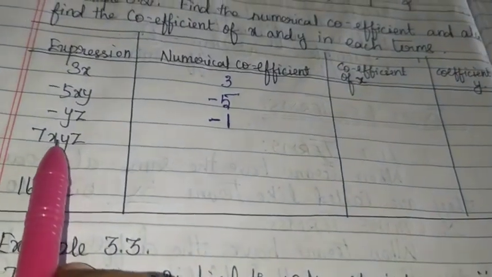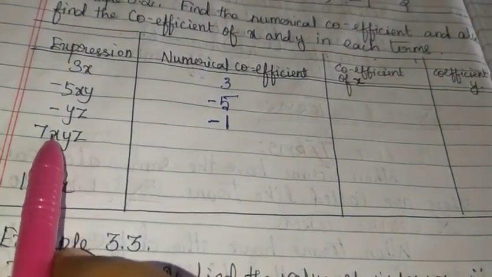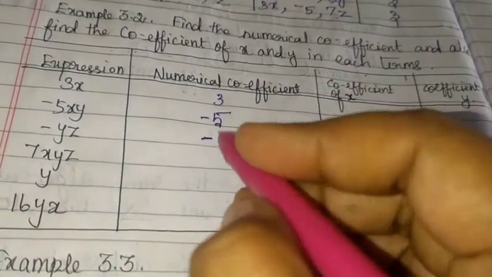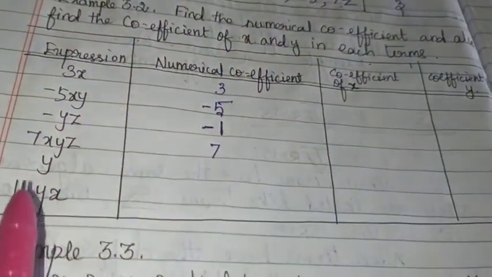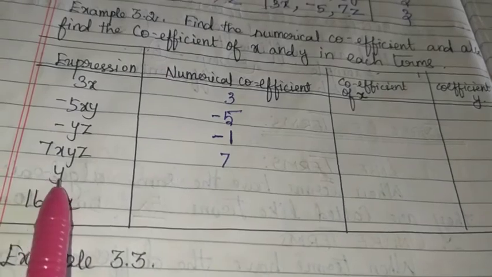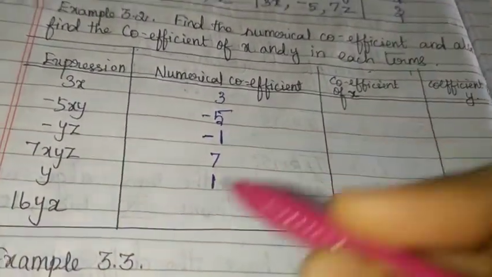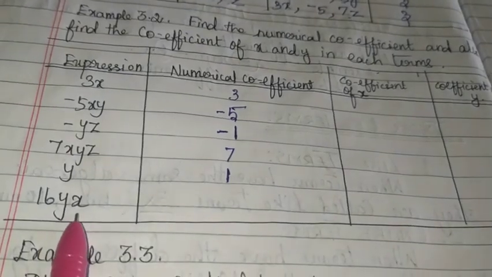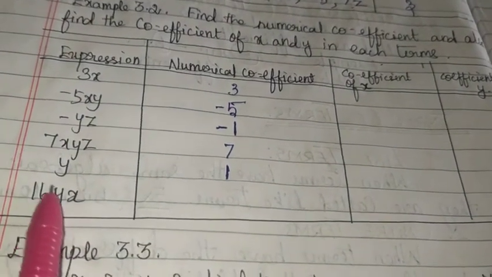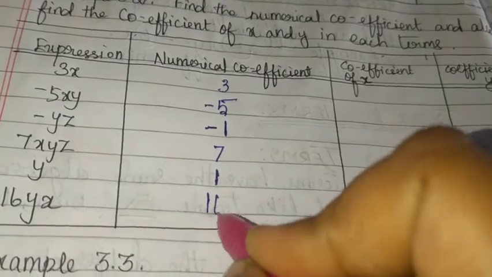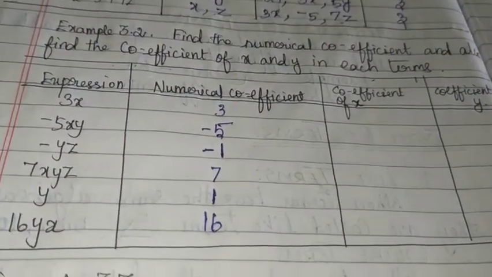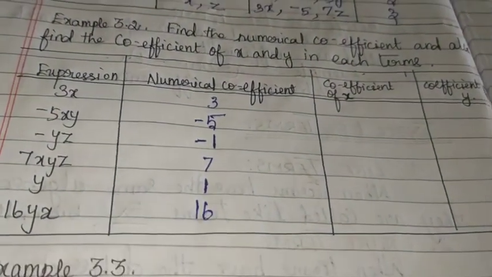Okay, before 3 alphabets, 3 variables are there. Before that we have the 7 as the numerical coefficient. Here we have only y, so no number is there means we have to take it as a 1. So here 2 variables are there. 2 variables before we have number 16. It is a numerical coefficient. So we got the numerical coefficient here.